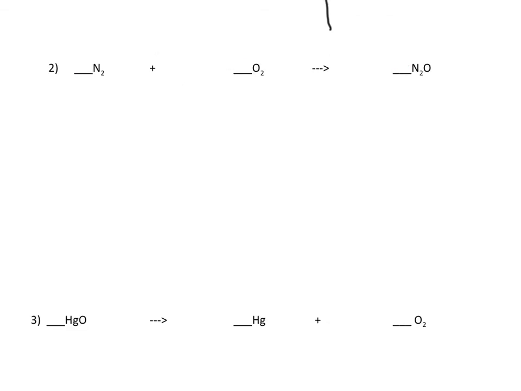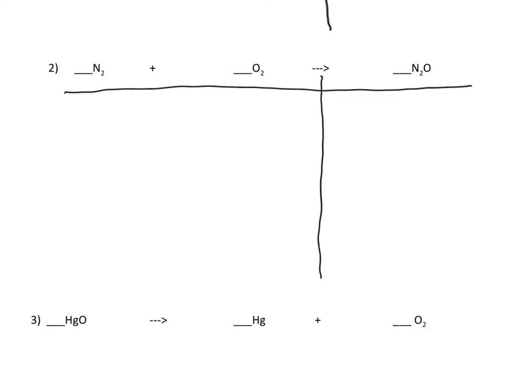Okay, this is number 2. I'm going to start by drawing a line under my equation and then a line down at the arrow. I'm going to count the elements on both sides. I've got nitrogen, I've got oxygen, nitrogen, and oxygen. And on the left side of the equation, as it's written, I have 2 nitrogen atoms. I have 2 oxygen atoms. On the right side of the equation, I have 2 nitrogen atoms and 1 oxygen atom.